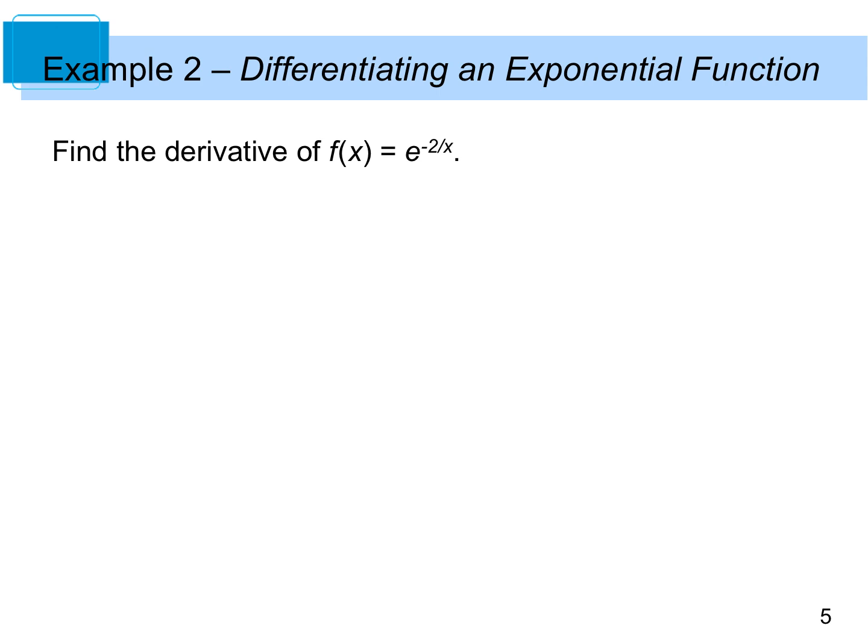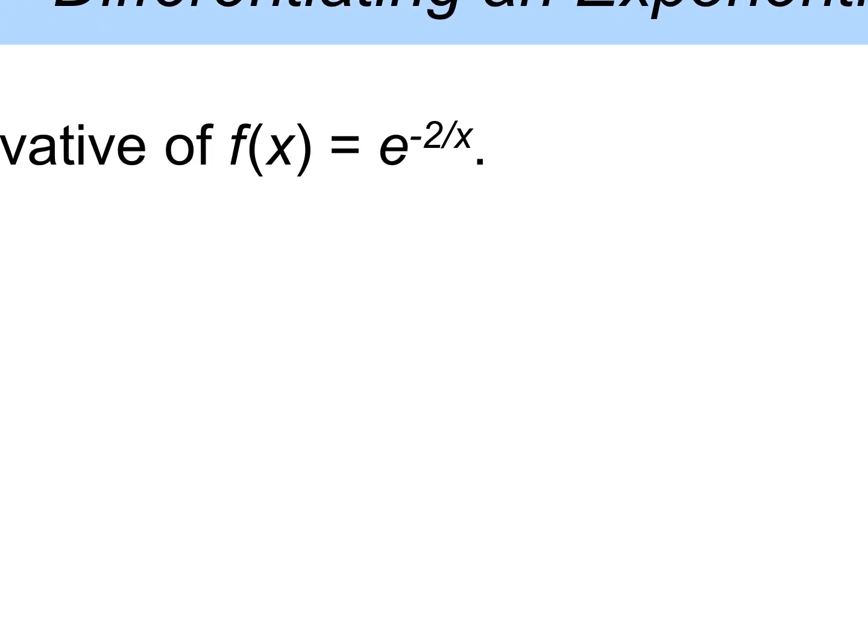Let's look at example 2. So for our derivative, we're going to keep it exactly the same. So e to the power of negative 2 over x. And then we multiply it by the derivative of our exponent. So what is the derivative of negative 2 over x?